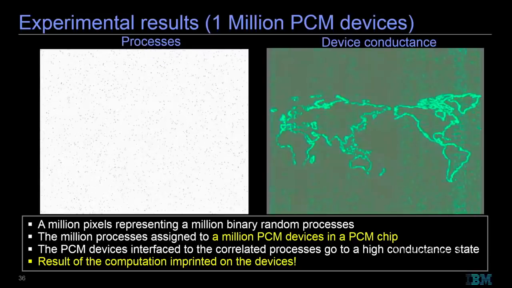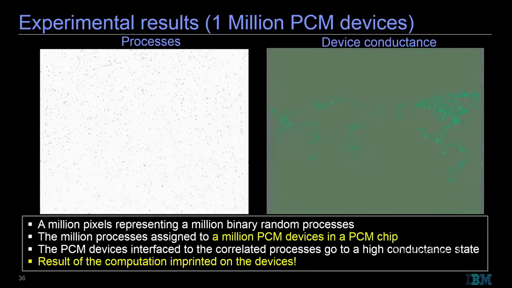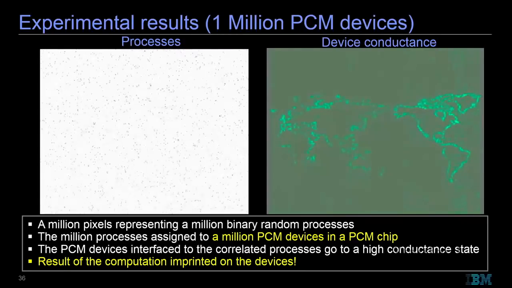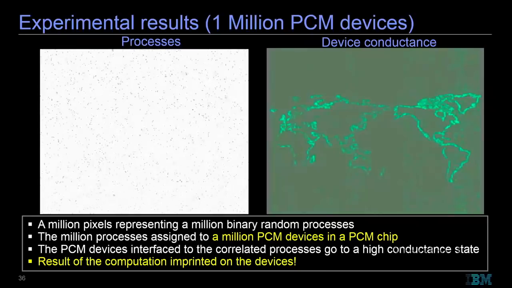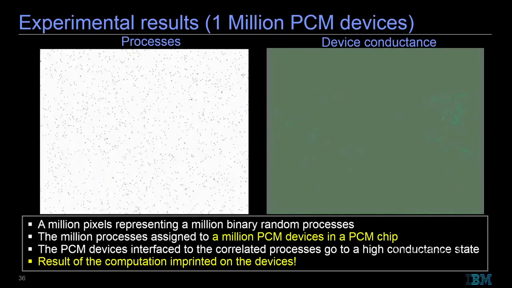So as you can imagine, this is one instance where we really cannot say where processing is happening and where storage is happening, right? If someone can tell me where the processing and storage is, it'll be extremely interesting to see that. And so what we have is we have now imprinted the result of the computation into the memory devices. So that's the idea here.